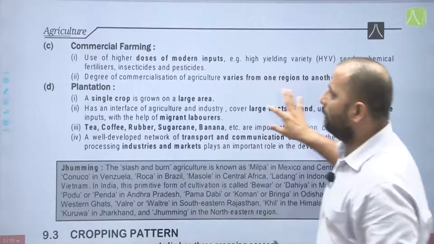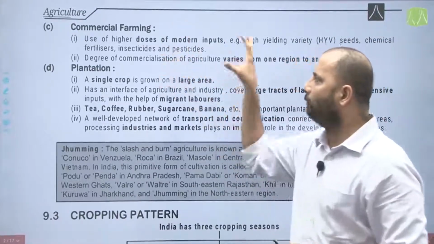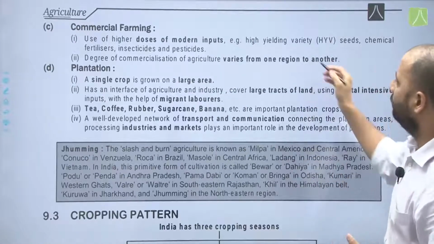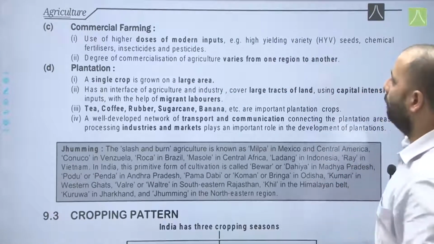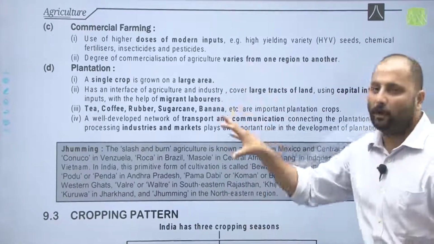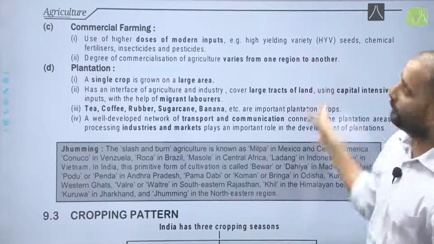Commercial farming, the next topic among the types of farming, uses higher doses of modern inputs. For example, HYV seeds, that we know as high yielding variety seeds, chemical fertilizers, insecticides and pesticides. The degree of commercialization of agriculture varies from one region to another.